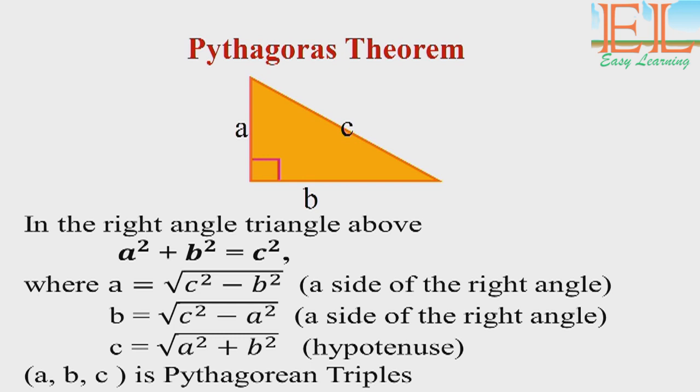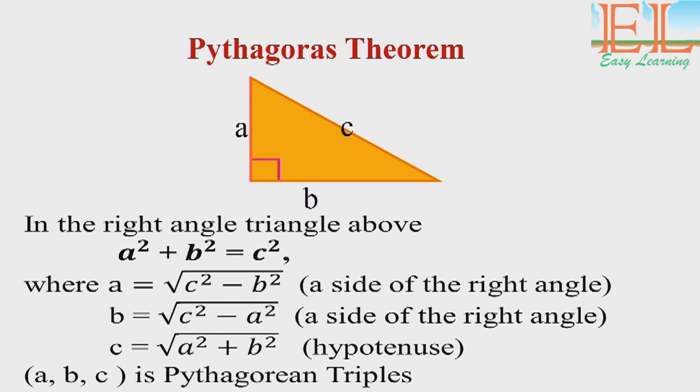When we employ change of subject of the formula, we can find A to be the square root of C squared minus B squared, finding one of the sides. B also, we can find: B is the square root of C squared minus A squared. And then C, which is the hypotenuse, is the square root of A squared plus B squared.